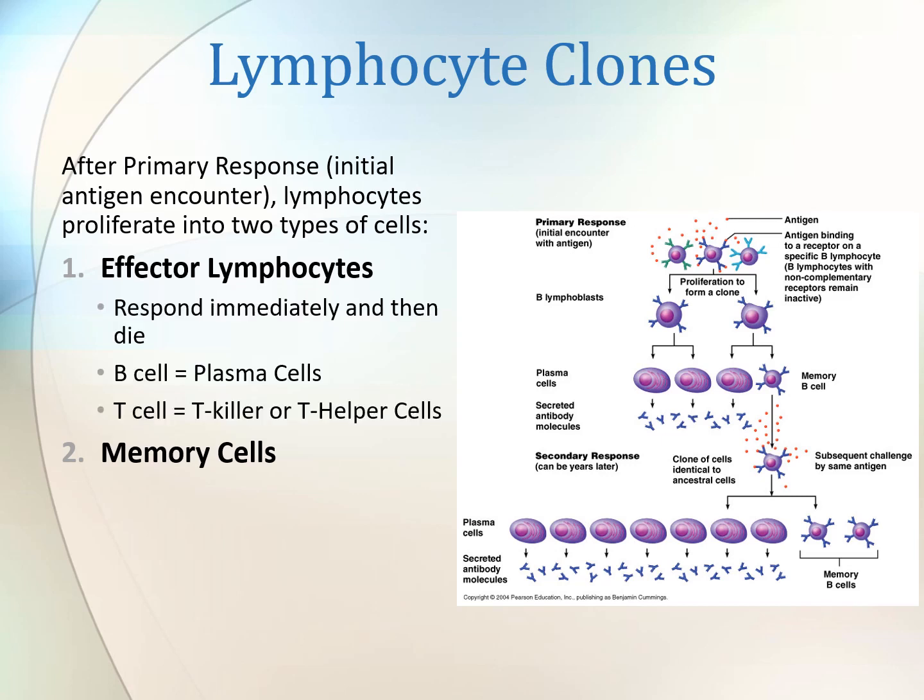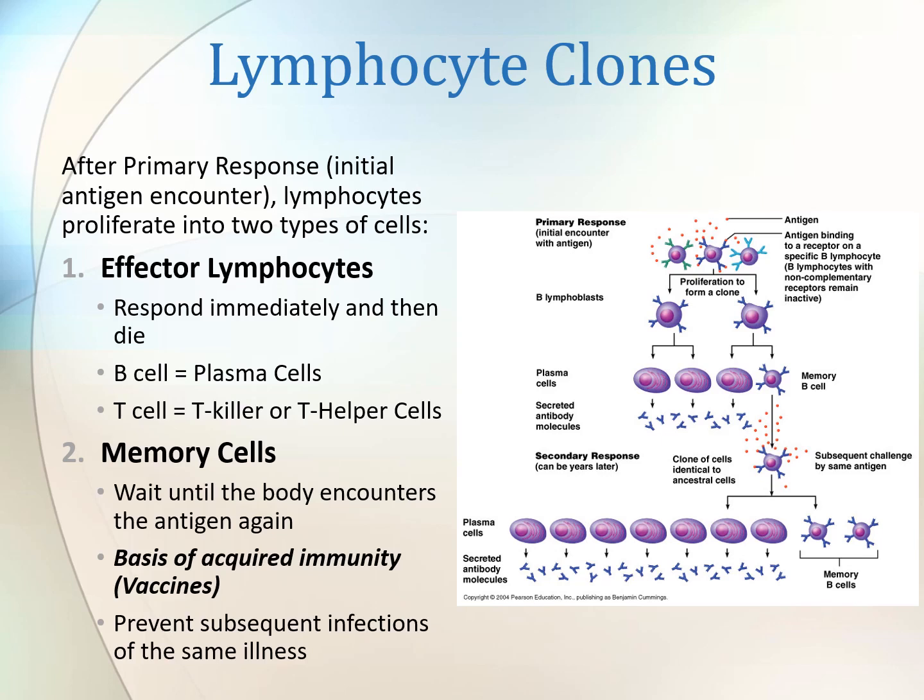So what do these clones do? So after that activation, okay, they're going to produce two different types of cells. The effector cells are essentially the army. So they're going to respond immediately to help battle whatever pathogen that may be, and then they die, okay? So B cells produce a bunch more plasma cells, and T cells produce a bunch of T killer cells and T helper cells. You don't need to know the difference between them, but they essentially proliferate more T cells.